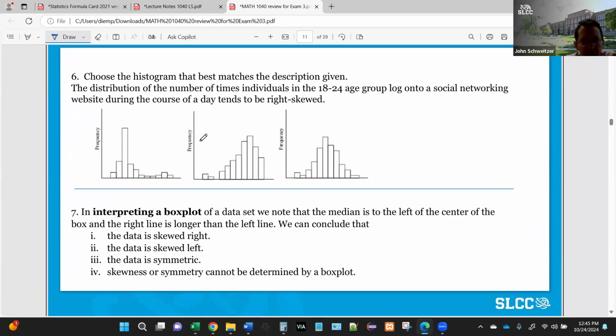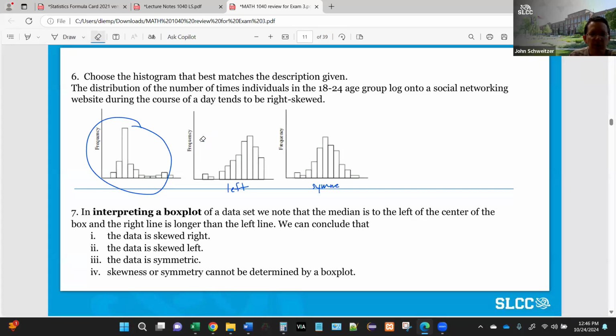Again, I don't want to spend all of my time on graphing, so I'm going to keep moving on. With histograms and box plots, we can talk about the shape. It says choose the histogram that best matches the description given. The distribution of the number of times individuals in this age group log into a social networking website during the day tends to be right skewed. So that would be this one right here. This is right skewed. This one's left skewed. And this one is more or less symmetric and bell-shaped, so no skew there. The right skewed one is the one on the left.